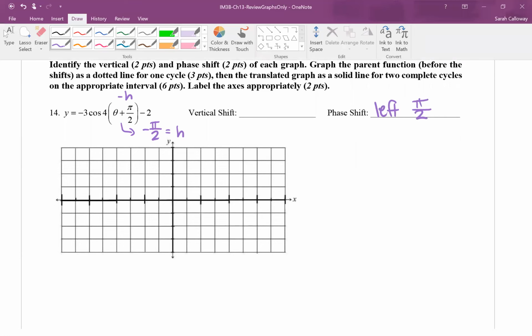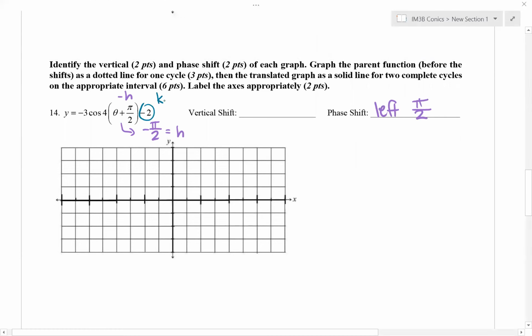And then our K value here is -2. Since it's negative, that means we're going down 2 units. Okay, so we've identified the vertical and phase shift. What we want to do next is essentially copy our graph from the problem before, right?